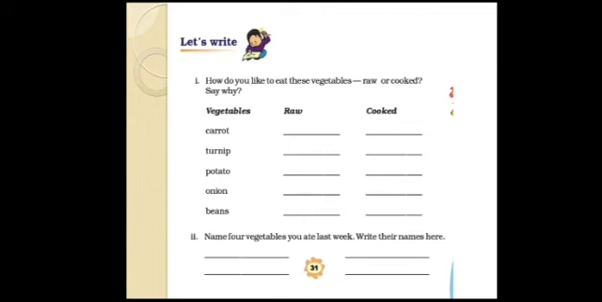Oh, do you remember which vegetables you ate? If you know, then write their names here. Okay, so complete this. Now I will suggest one more activity to you. It is dramatization of the lesson. So it is a very interesting story. You just dramatize this. Dramatize means you have to enact this story.